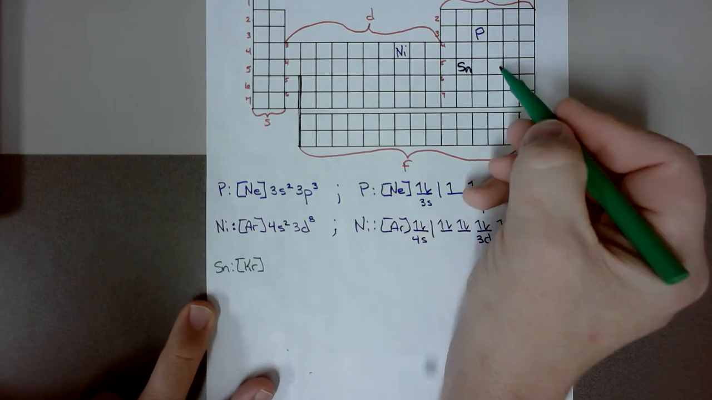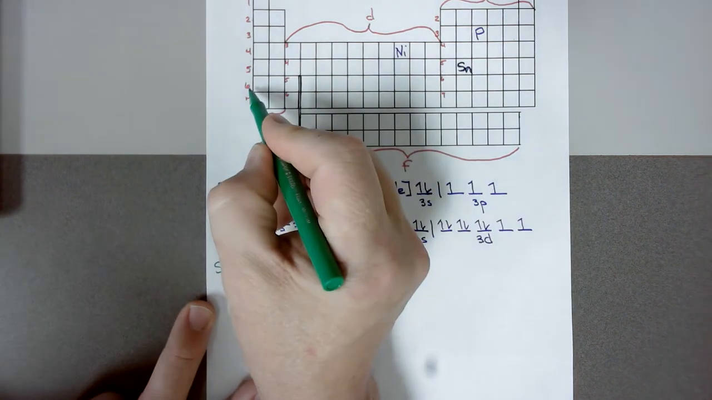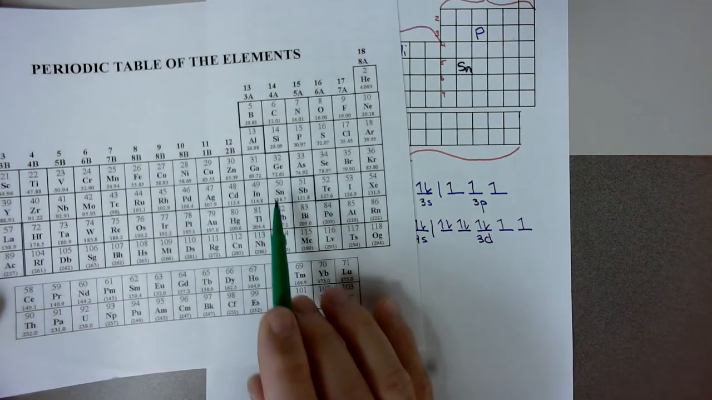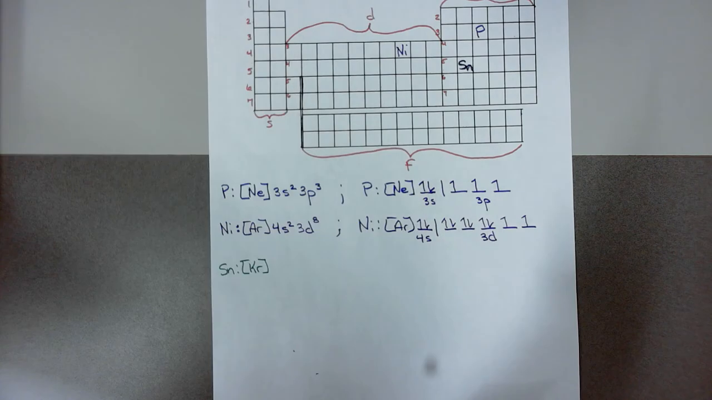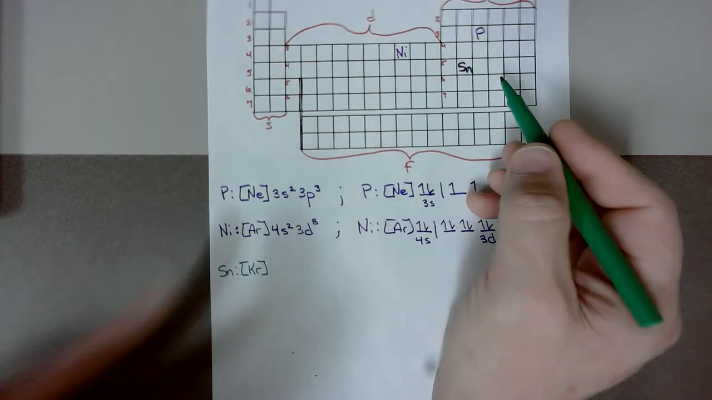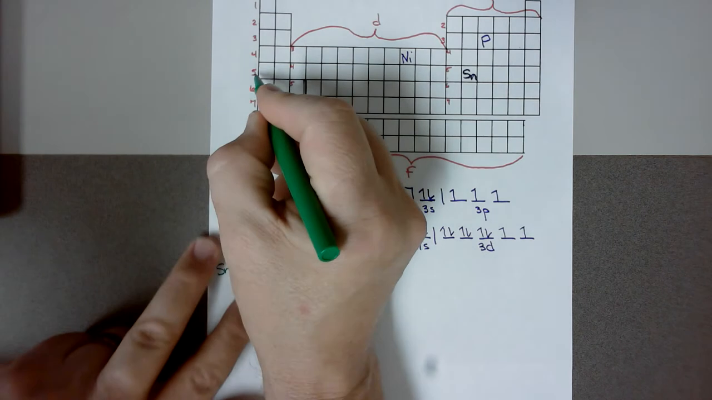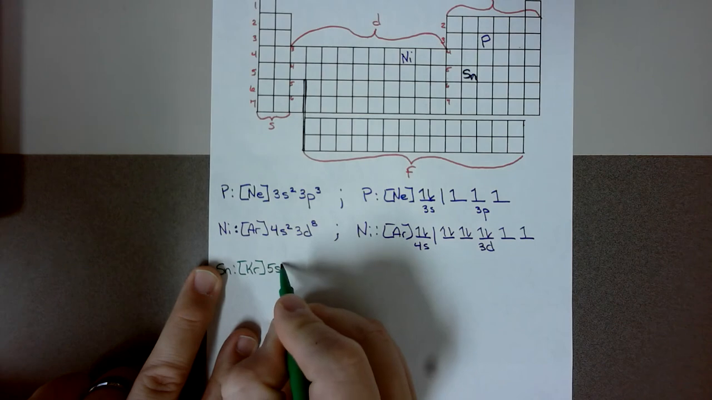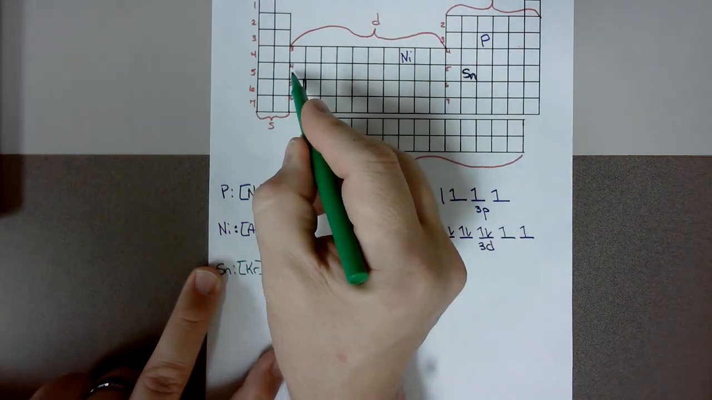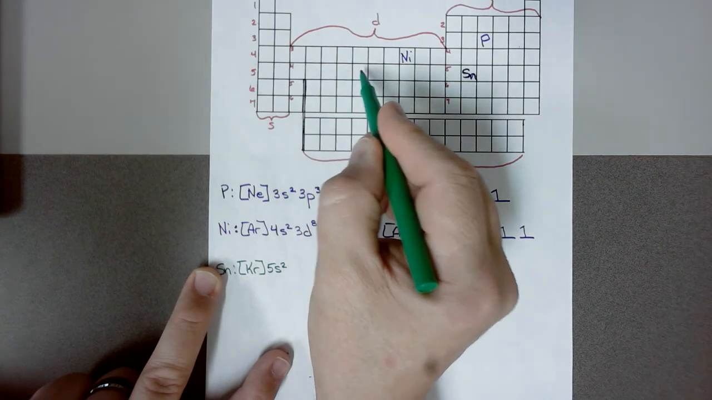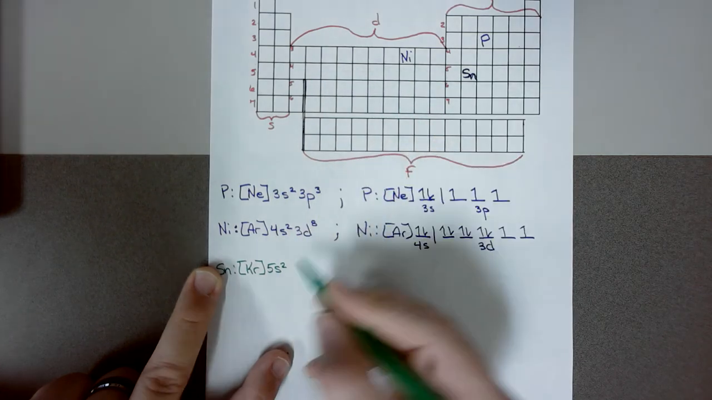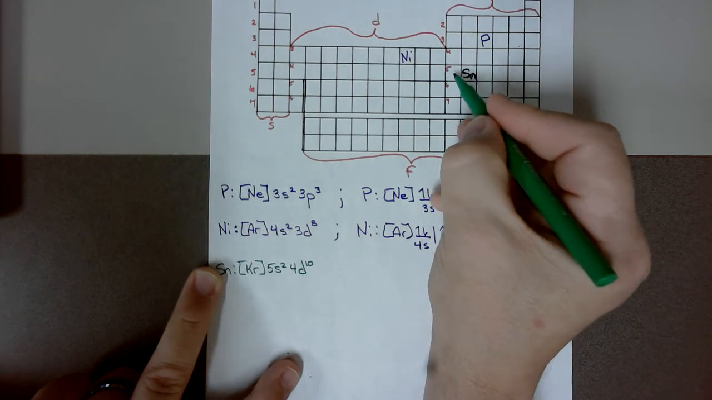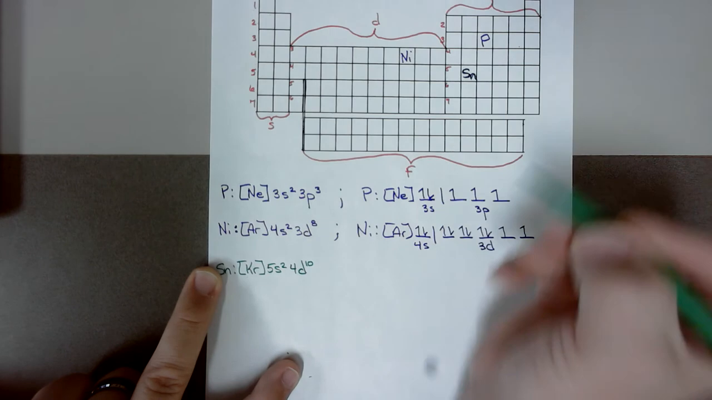And then I start over again. Is tin in the 4th or 5th? 1, 2, 3, 4, 5th. Okay. So here I go. I'm going to start, and I've got 5s2. Then 4d, 1, 2, 3, 4, 5, 6, 7, 8, 9, 10. So I have 4d10. And then I have 5p2.